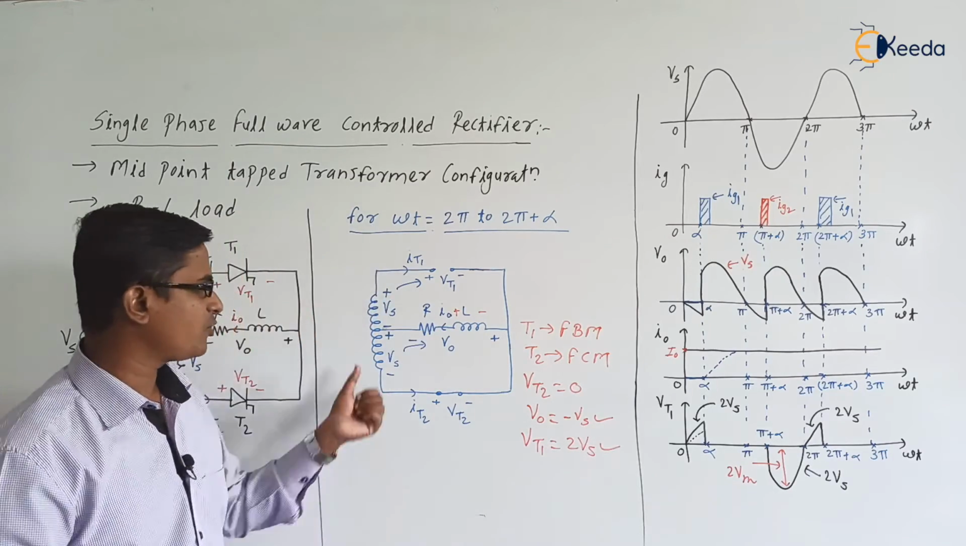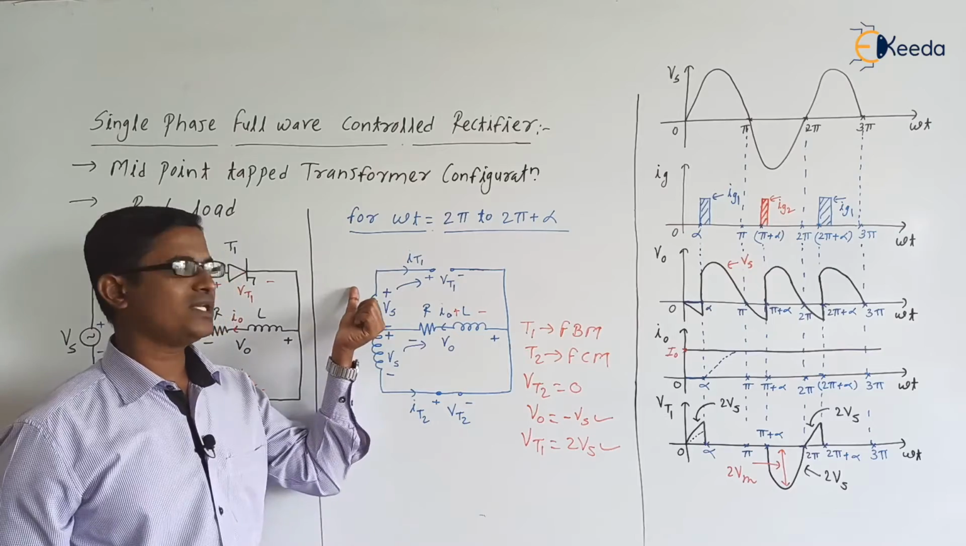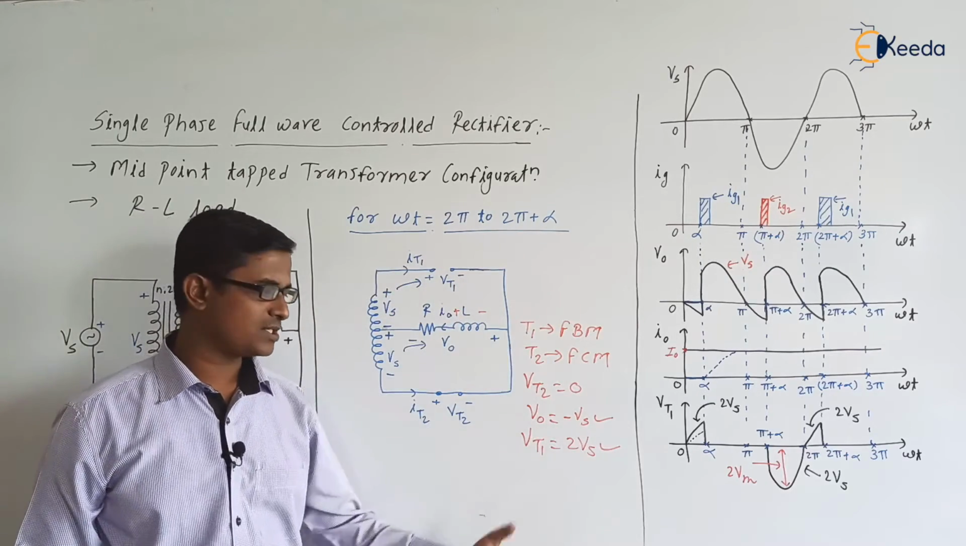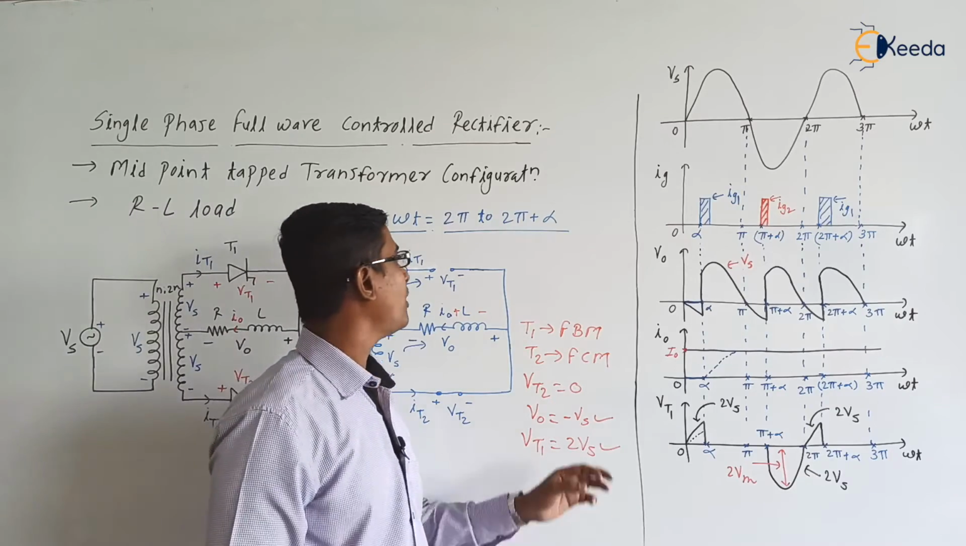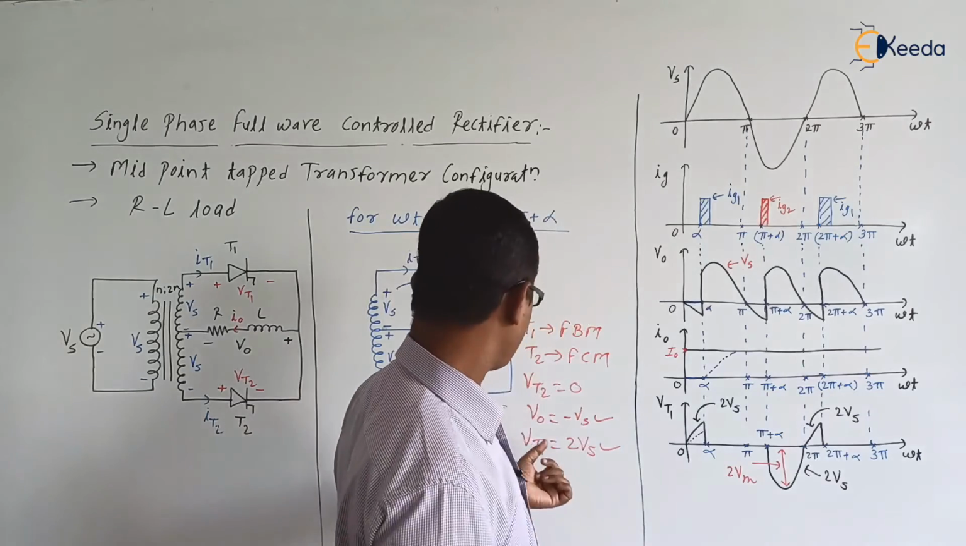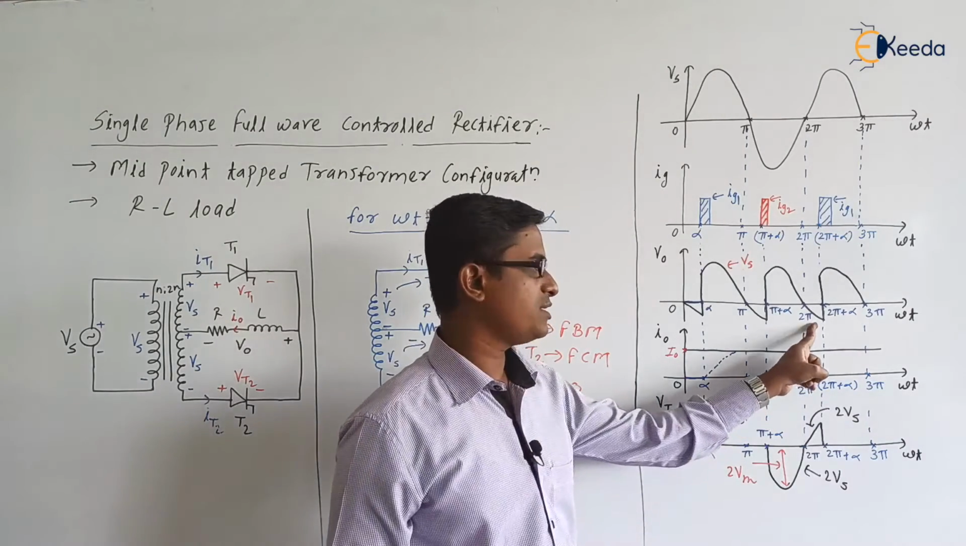Or you can apply KVL to the outer loop: plus Vs plus Vs, that is 2 Vs, minus Vt1 is equal to 0. So Vt1 is 2 Vs. Are you getting the point? So from 2 pi to 2 pi plus alpha, what is V0? It is minus Vs.